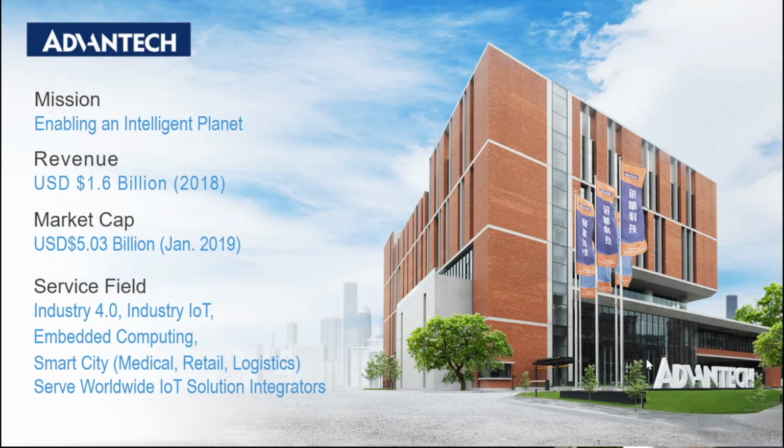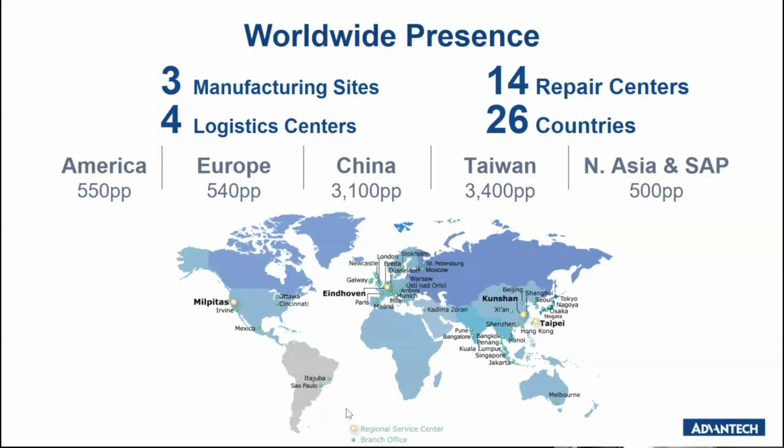We serve Industry 4.0, the Industrial IoT, embedded computing, smart city for medical, retail, and logistics. And we serve worldwide IoT to system integrators and our channels. We have presence worldwide, with 3 manufacturing sites, 4 logistics centers, 14 repair centers, and our regional business units are present in 26 countries. In America, we have 550 employees, in Europe 540, China 3,100, since we have a factory there, Taiwan 3,400, and North Asia and Southeast Asia Pacific, which includes Singapore, 500.